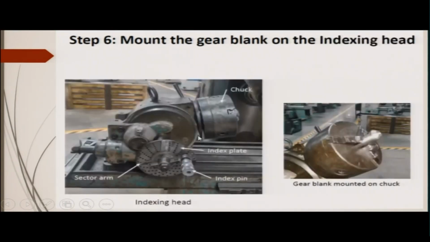Now, the gear blank is mounted on the indexing head. This is the indexing head, as I said, and this is the chuck, the 3-jaw chuck. Now, with the gear blank mounted on the chuck, why is the indexing head required? As I said, it is required to rotate the blank from the position of one tooth to the next one.